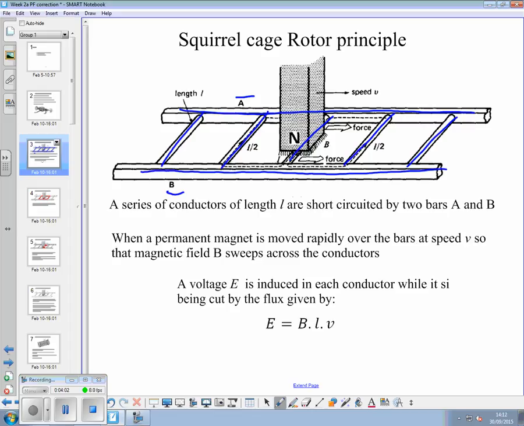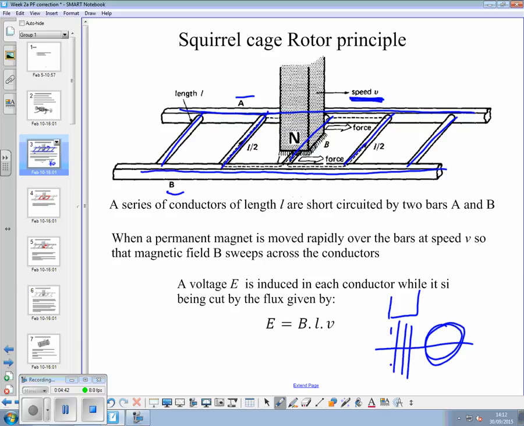If we take a permanent magnet like the one we've got sitting in this diagram, and we move it rapidly over the bars at speed V there, so that a magnetic field B sweeps across these conducting bars. So what we've effectively got is a conductor across which we are going to move a magnetic field. So here's our magnet with field going north to south. We're going to move that across that conducting bar.